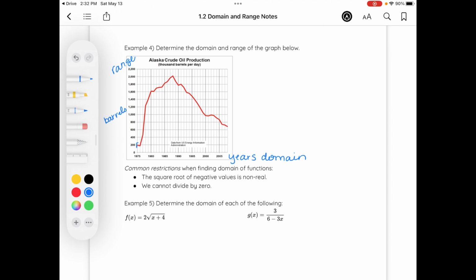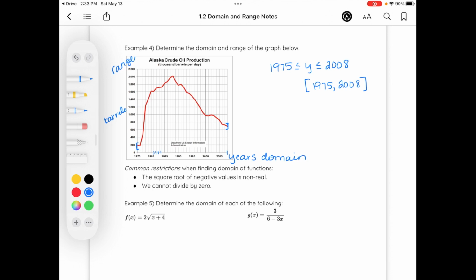So our graph looks like it starts at 1975, and it looks like it's going up by 5. So each one of these little tick marks here is a single year. So this must be 2008. So our years have to be between 1975 included, I'm putting Y for years, and 2008. If I wanted to write it in interval notation, I could put 1975 to 2008, inclusive for both of those.